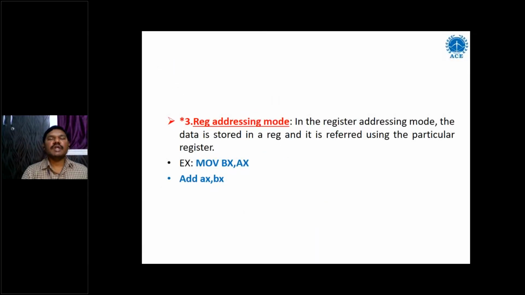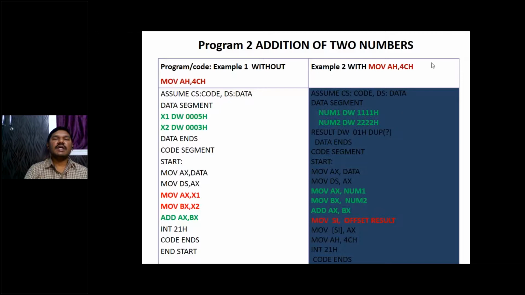So here I want to write an addition program using register addressing mode. Register addressing mode means I can write mov bx, ax or add ax, bx. If I write instructions of this type, that is what we call register addressing mode. If the data is moving between two registers, or the operation is performed between two registers, it is known as register addressing mode. See here, I am explaining with two examples.